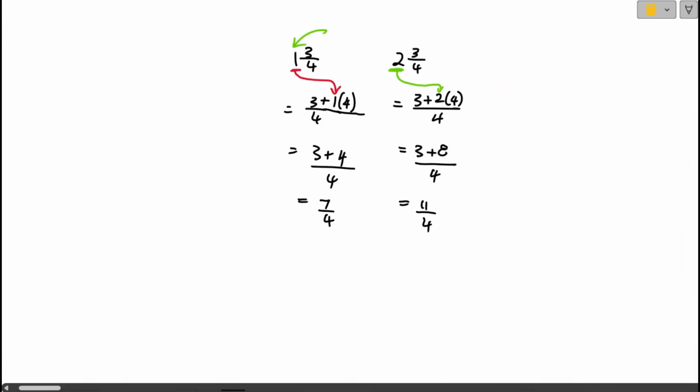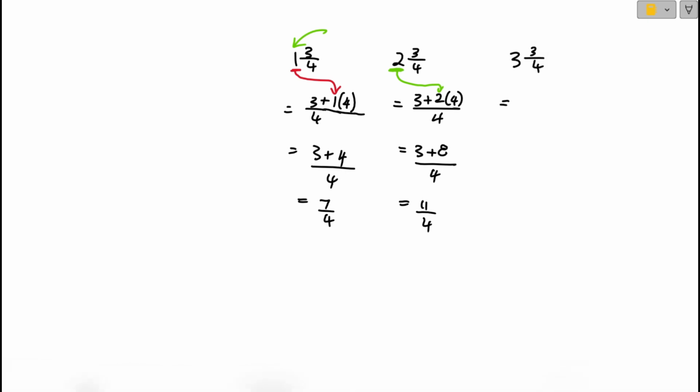Let's have another look at a similar question. Let's say we have 3 with 3 over 4. So I'm going to say 3 plus 3 times the value of the denominator, which is 4. So we have 3 plus 3 times 4 will give us 12 over 4, and 3 plus 12 will give us 15 over 4.